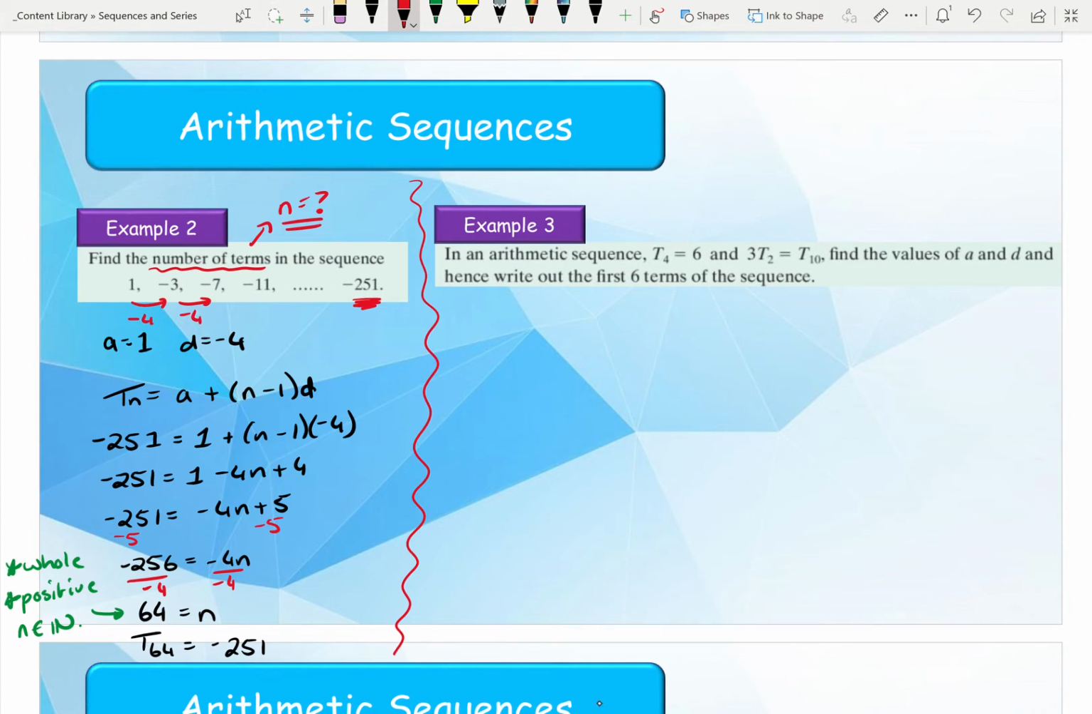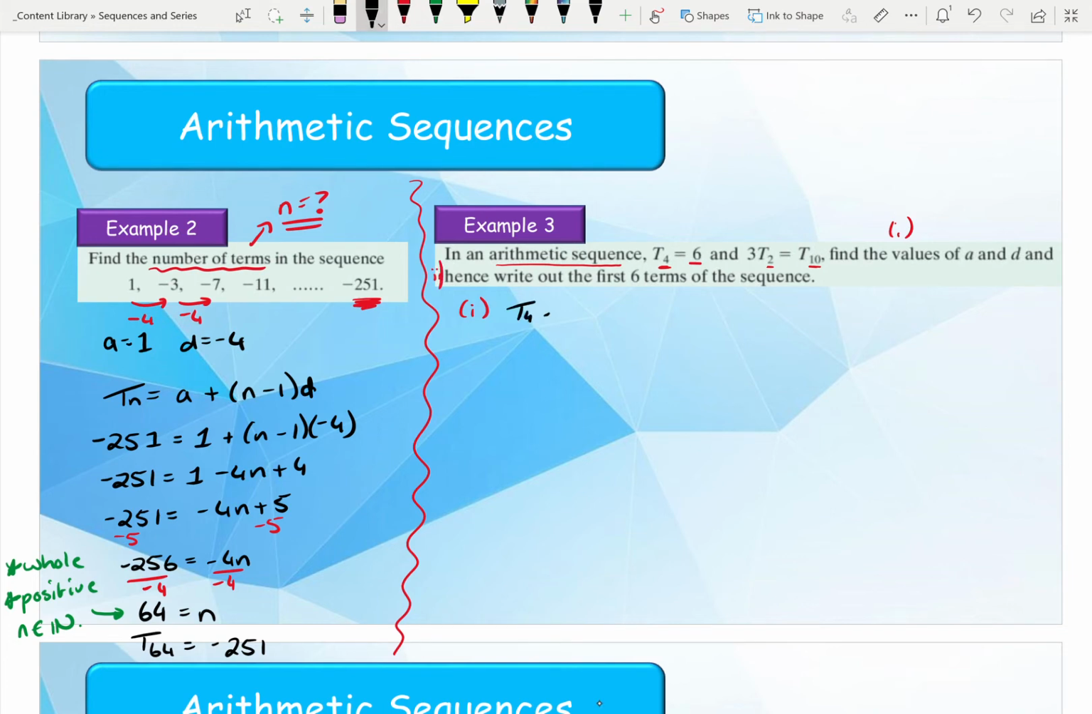So again, in this one, it says an arithmetic sequence. T4 is equal to 6. So it's telling me that term 4, so n equals 4, is equal to the value 6. And that 3 by term 2, so we know n is equal to 2, is equal to term 10. And it says find the values of a and d. So I'm going to do this as part 1 and I'm going to leave this second part as part 2.